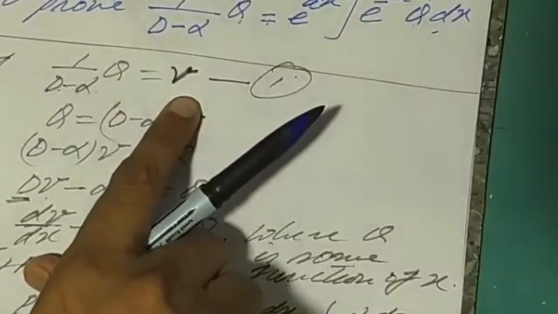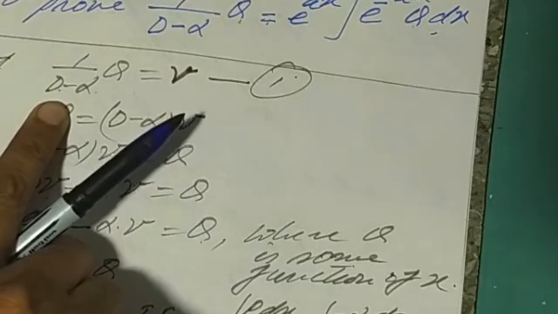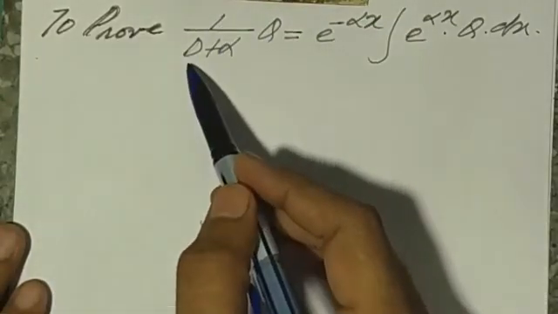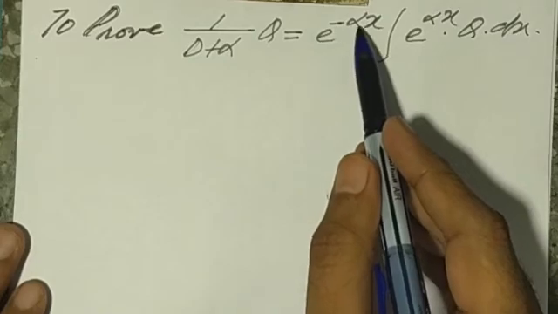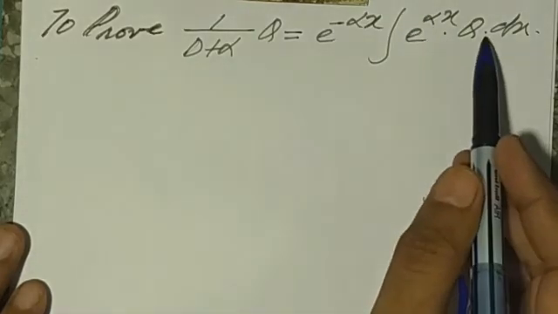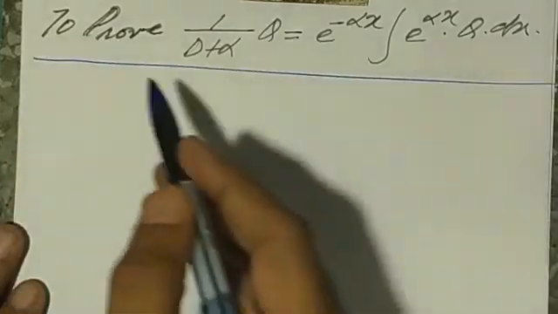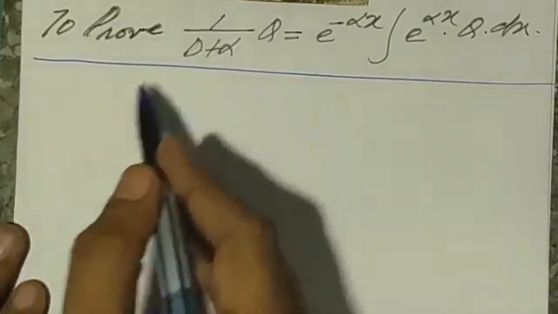Finally, from equation number 1, we replace v by 1 upon D minus alpha Q here in this equation. So in the next article, we need to prove 1 upon D plus alpha Q is equal to e raised to the power minus alpha x integral e raised to the power alpha x into Q dx. So we may prove it in the same way as we have proved the previous one.